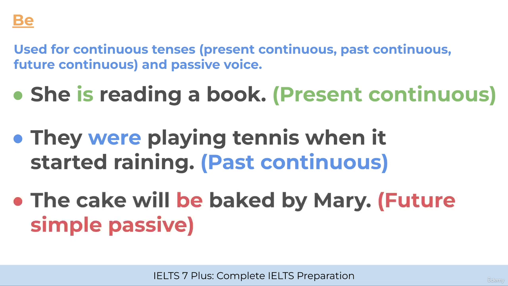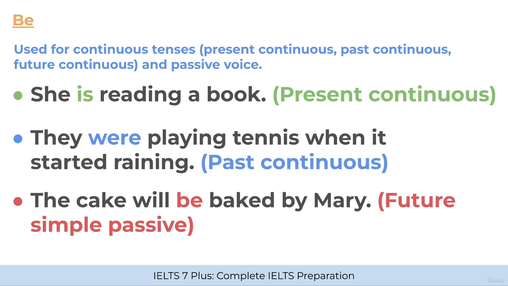And then the cake will be baked by Mary. Our future simple tense, and then the passive voice. Passive voice is when the subject is almost not the person doing it so much as what the action is. So for example, Mary is not important in this sentence. It's the fact that the cake will be baked. That's the important part. Okay, so that's our auxiliary verb be.